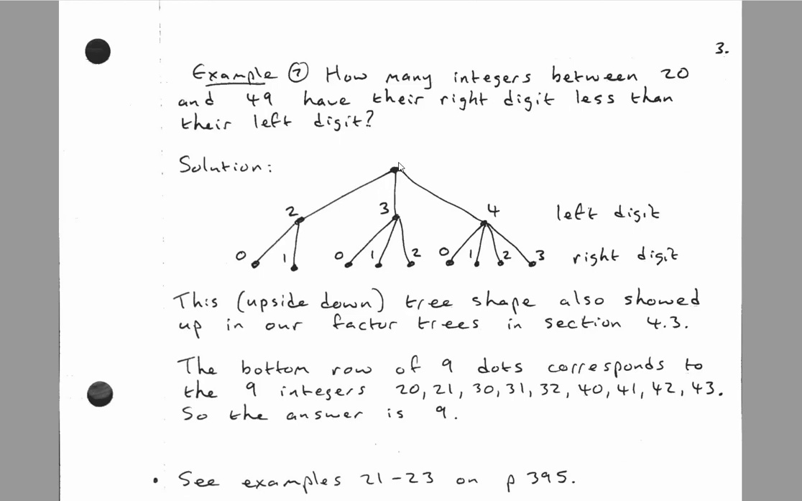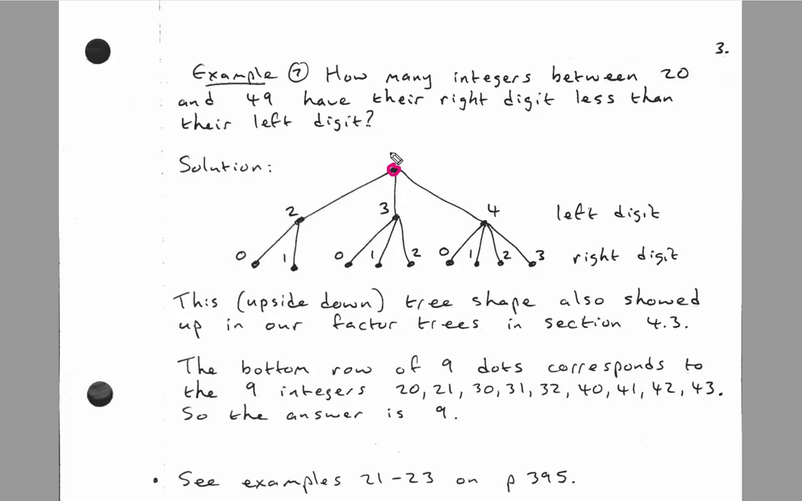Okay, so here's the tree we want. This kind of shape is called a tree. It's like an upside down tree. So here's the starting point, and the first task is to choose the first digit.